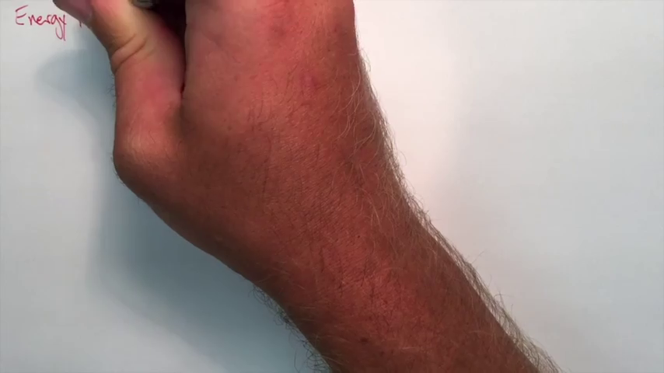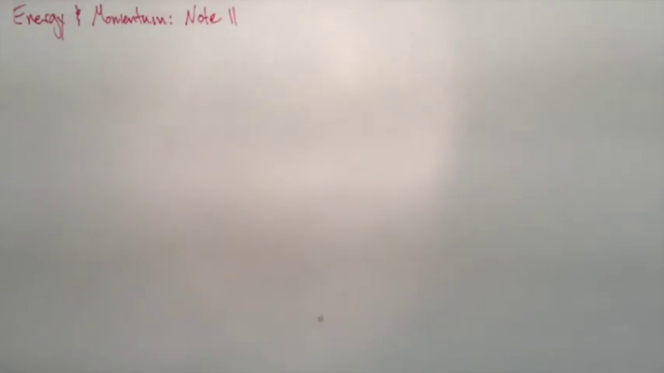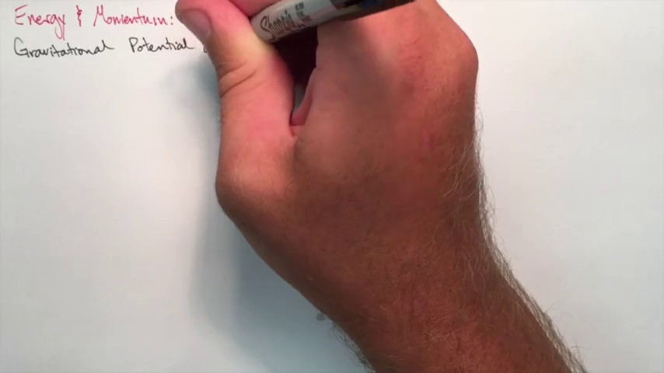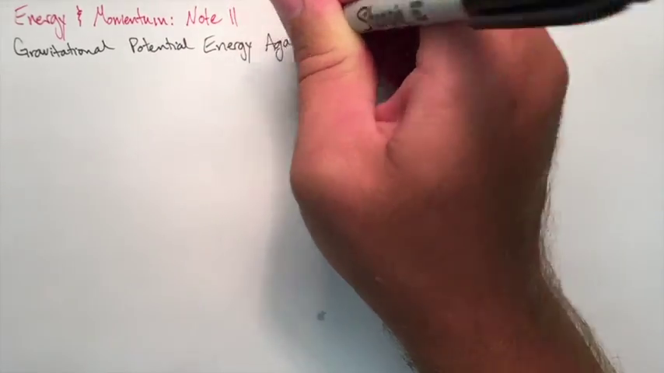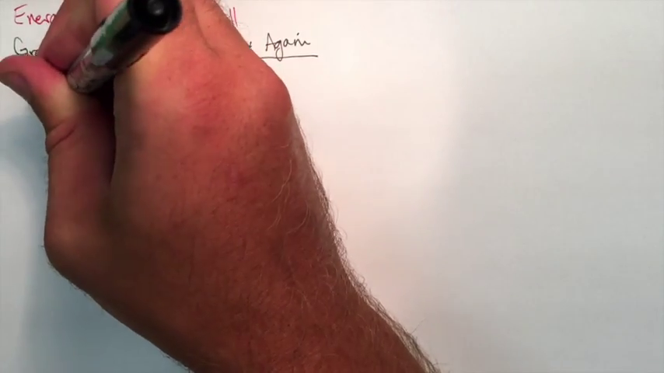Grade 12 Physics, Energy and Momentum, Note number 11, Gravitational Potential Energy. So in this note, we're actually going to look at a grander form of the equation for gravitational potential energy. Earlier in the unit, we just used the equation E equals mgh. But really, that's just a simplified equation of what we're going to look at here.